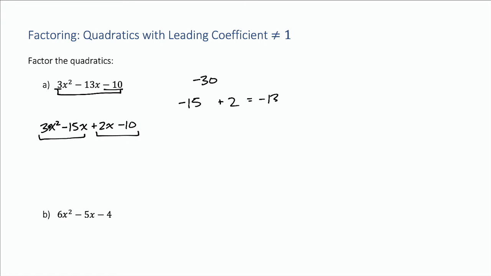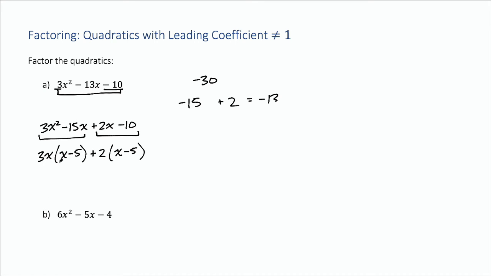and factor common factors. So from this first pair here, we can factor a 3x out, and we're left with an x minus 5. And then for this second pair, we can factor a positive 2 out, and we're left with an x minus 5. Okay, and we're looking, of course, for that common thing that's left over. So we've got this x minus 5 left over.